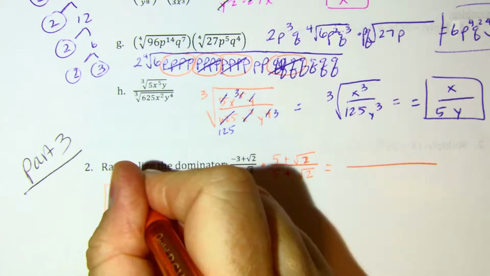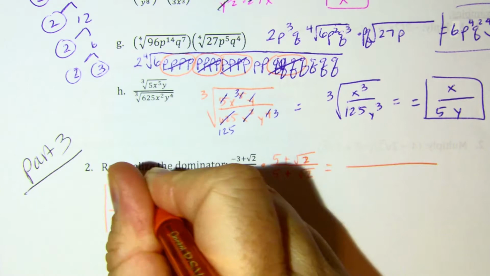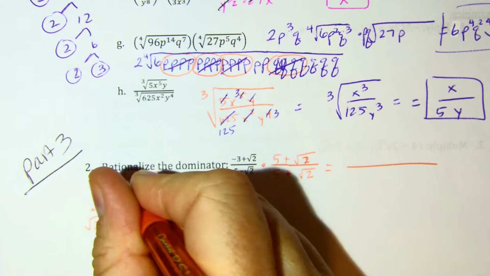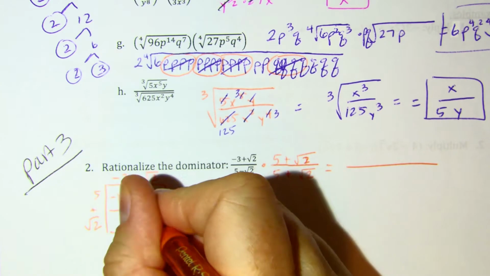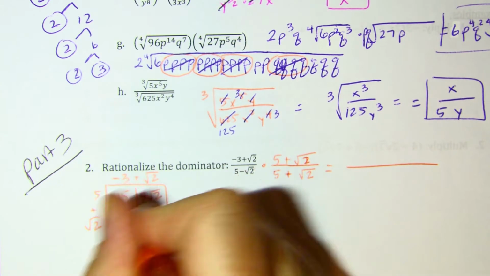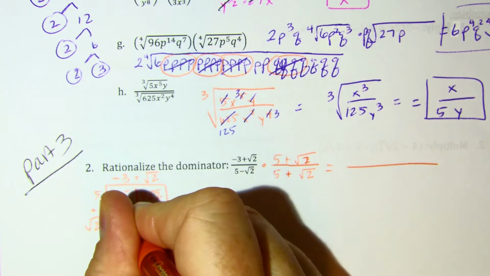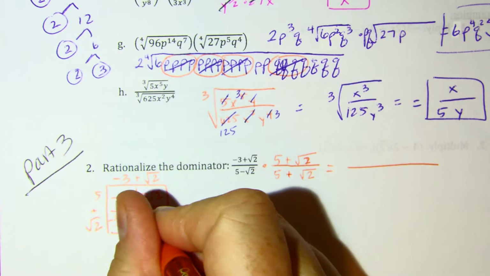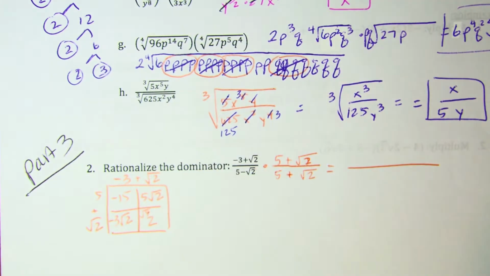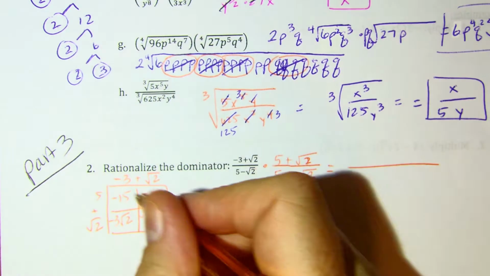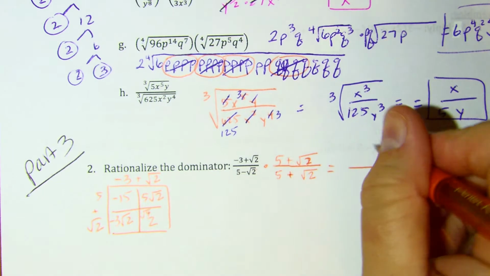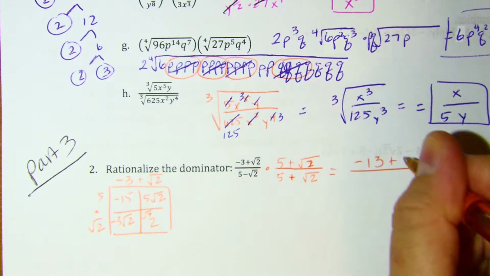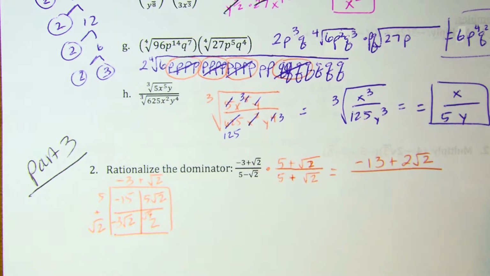On top we have negative 3 plus square root 2, and then we have 5 plus square root 2. 5 and negative 3 is negative 15. 5 square root 2, negative 3 square root 2, and square root 2 times square root 2 is 2. That's the square root of 4, which is 2. So on top, I have negative 15 plus 2 is negative 13, and negative 3 root 2 plus 5 root 2 is 2 root 2.